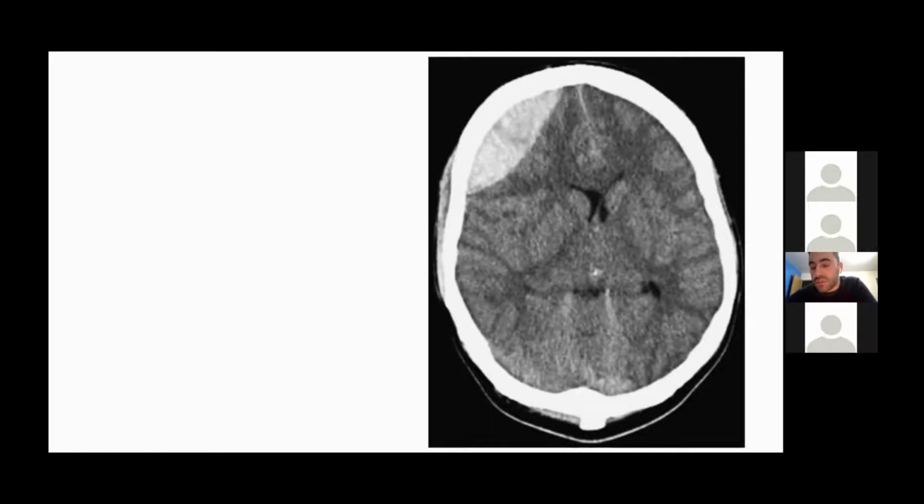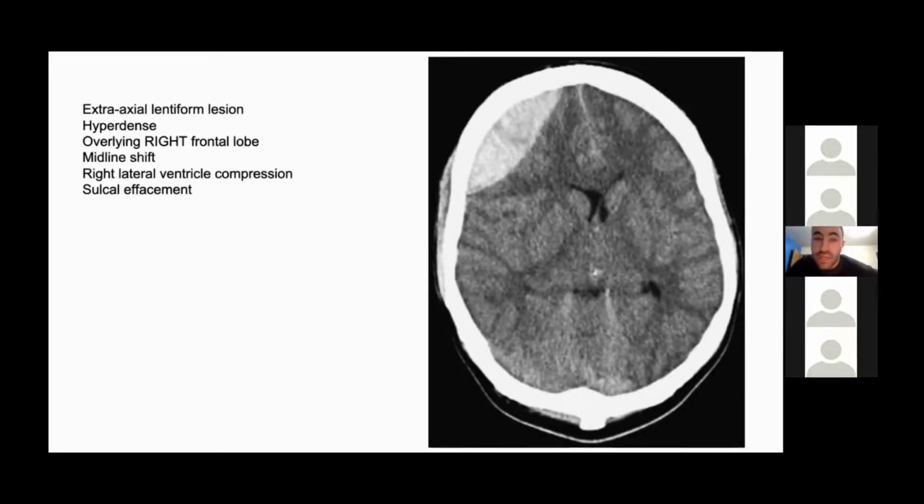The main lesions are very straightforward for most people to pick up on, especially when it's a glaringly obvious one like this. But what I'm hoping people are trying to pick up on as well is signs of how the brain is being affected by this lesion. So again, this is an extra-axial lesion. It's lentiform in shape. It's hyperdense. You can see it's almost the same color as bone. It's overlying the right frontal lobe, and critically, it's causing midline shift. It's causing lateral ventricle compression on the right side. You can see the asymmetry of the posterior horns of the lateral ventricle, and it's causing sulcal effacement again on the right side.